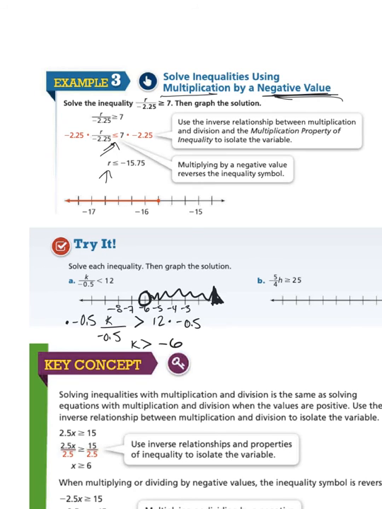Now, what do you do over here on B? Remember, whenever you have a fraction, you are going to multiply by the reciprocal. So you have to multiply both sides by negative 4/5. Once you do that, you multiply straight across. Remember to flip your sign. 25 times negative 4 is negative 100, divided by 5. H is less than or equal to negative 20.